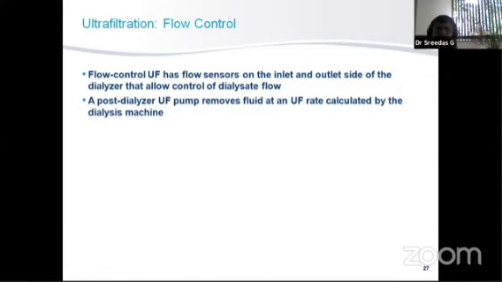Now, that was a volumetric control of ultrafiltration. Now, machines also have flow control of ultrafiltration using flow sensors at the inlet and outlet of the dialyzer. And you don't need the balancing chamber. The flow sensors can set the TMP and do the ultrafiltration.